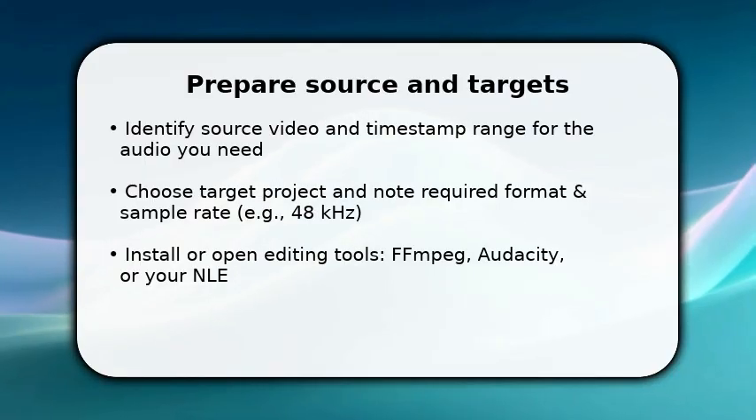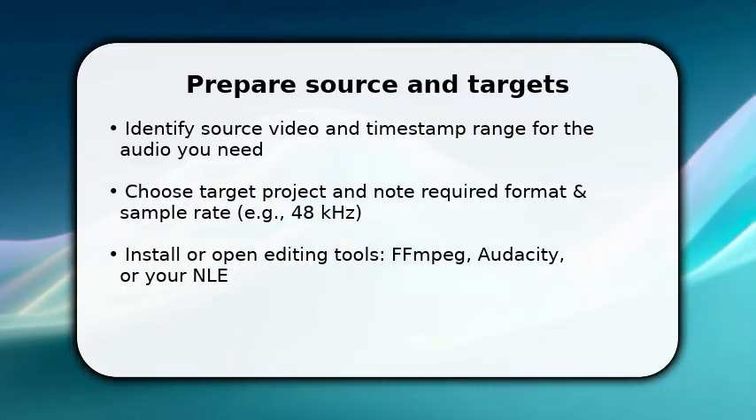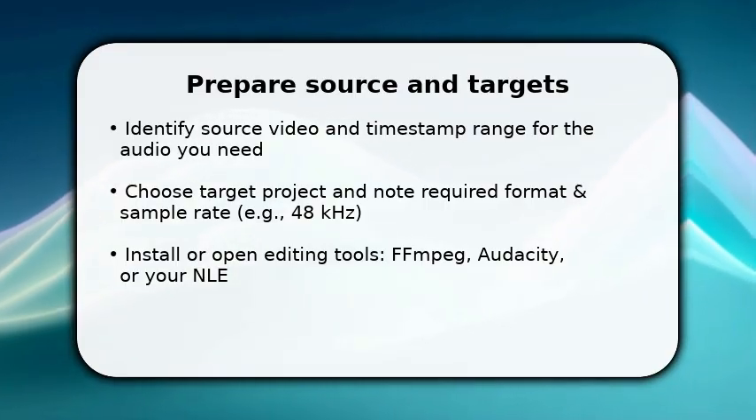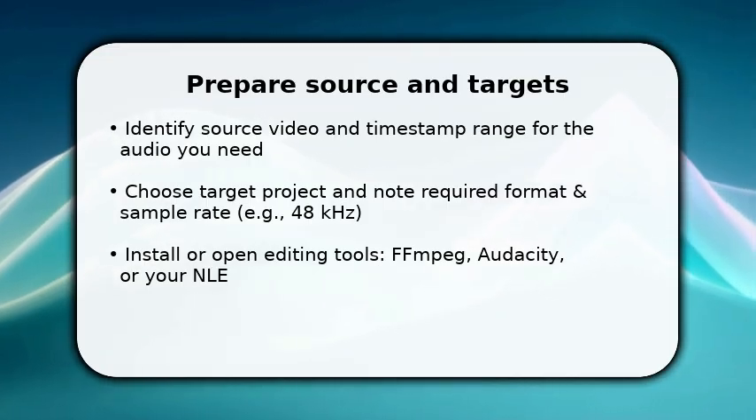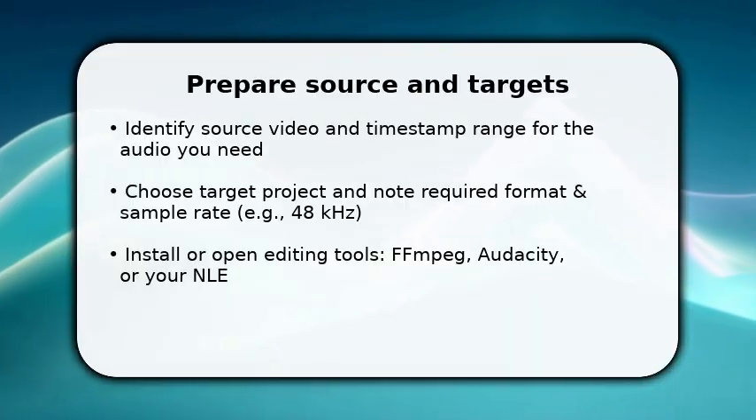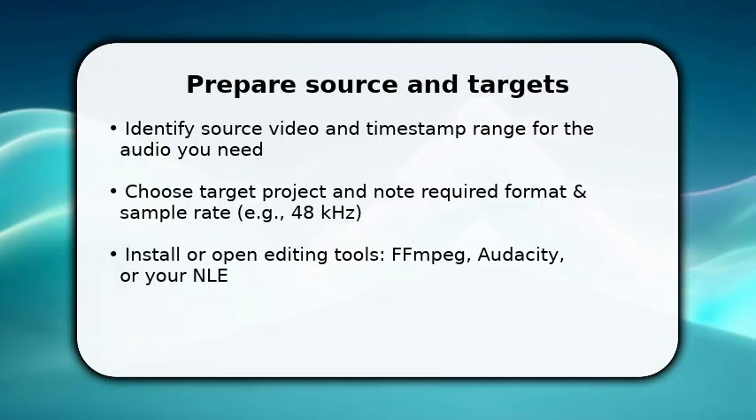You start by locating the source clip and marking the exact start and end times. Precision saves time later. Once you have times, open your editor or FFmpeg so you can extract directly. Make sure the target project's sample rate and file format are noted because mismatches cause sync or quality issues. You'll also prepare the destination project and a safe working folder.